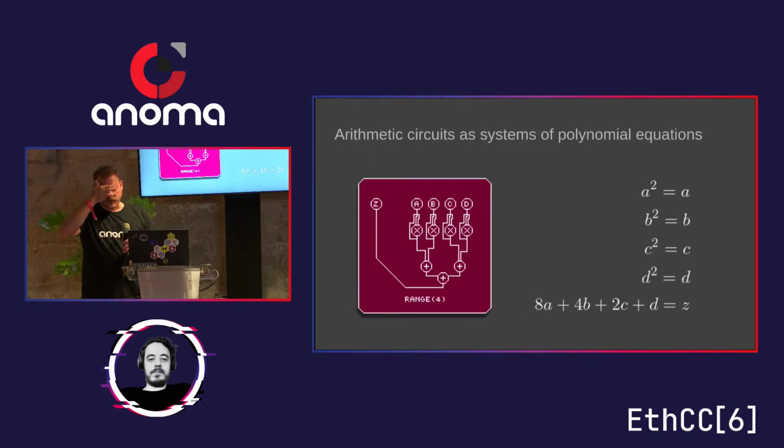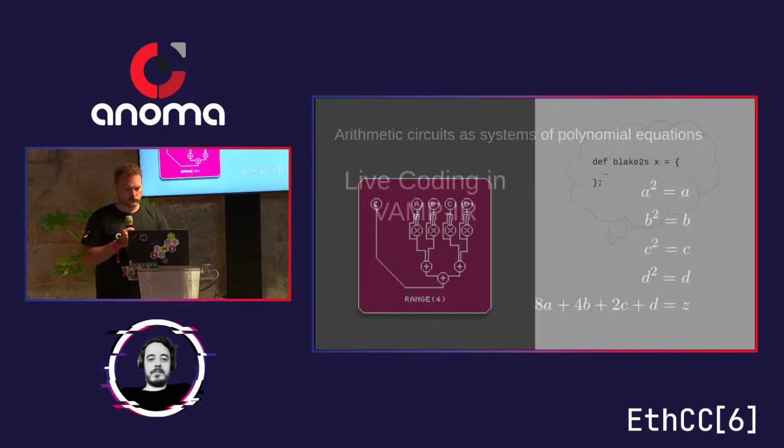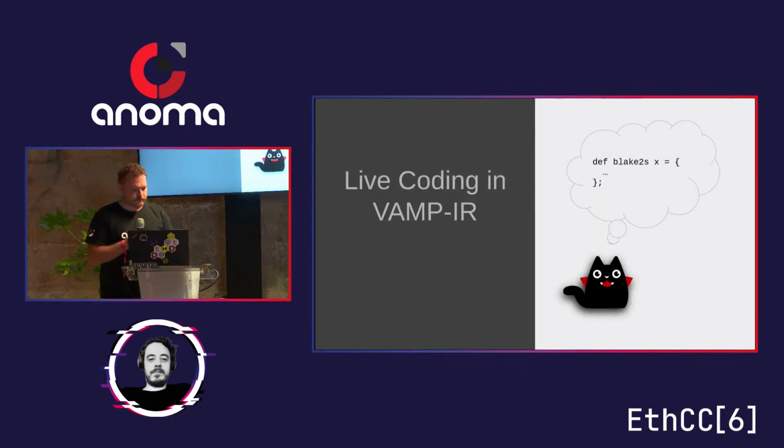Arithmetic circuits can also be thought of as a system of polynomial equations, or a way of computing a system of polynomial equations. So all of these circuits can be represented with polynomials like here on the right. And this is the format that we choose to represent them with in VampIR. Okay, so that's the end of the intro. We're going to proceed with a live coding demonstration.